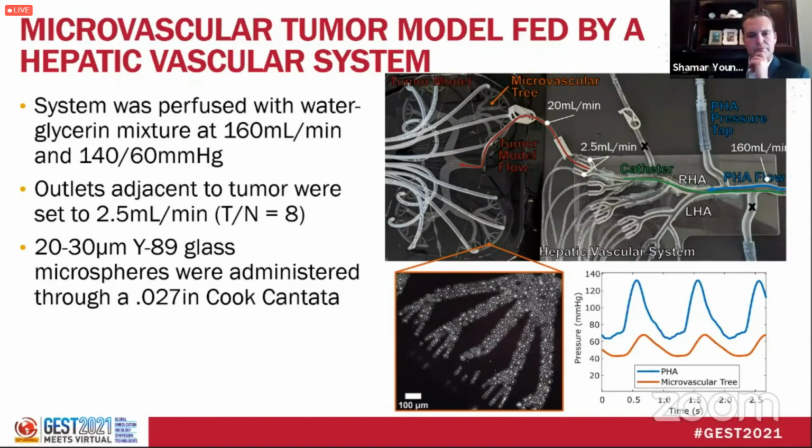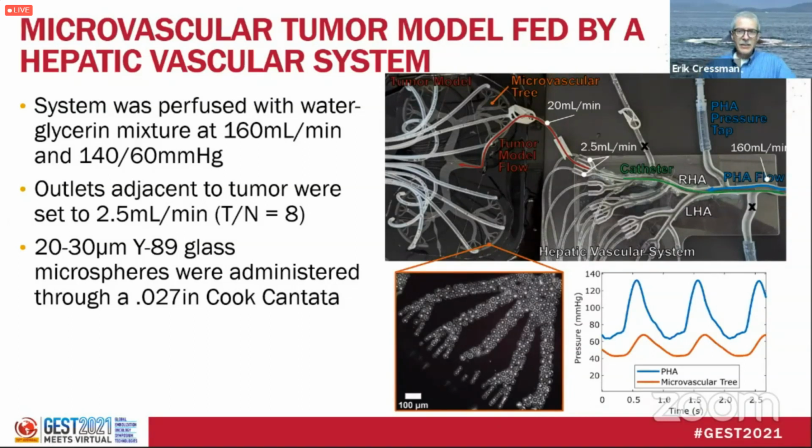Thank you. I've got a quick question for you. Sure. I was wondering, 2 actually, but they're related. One is for the flow, was this mimicking the pulsatile flow from the cardiac output? Yes. So right here shows the pressure that we achieved in the proper hepatic artery. So it's meant to model the pulsatile pressure that you would see.